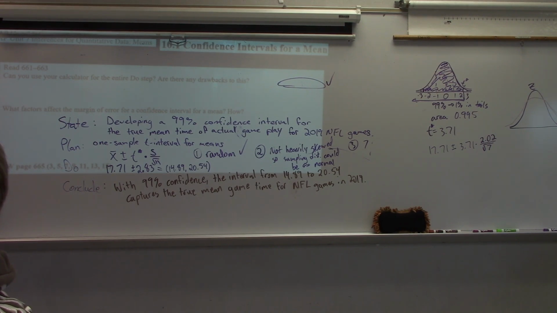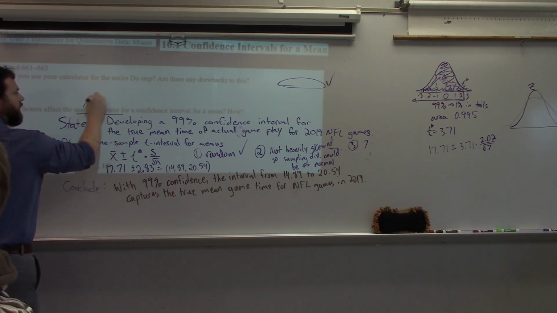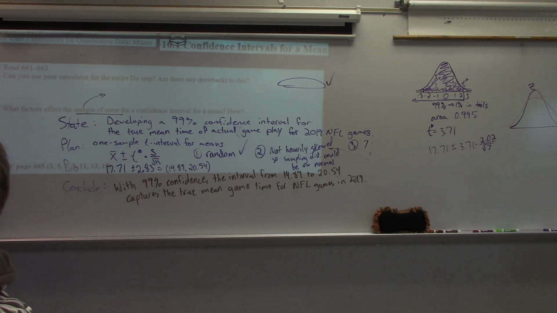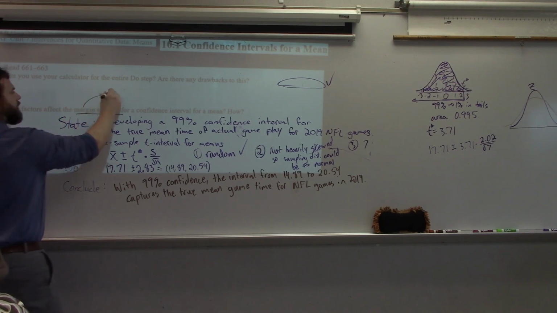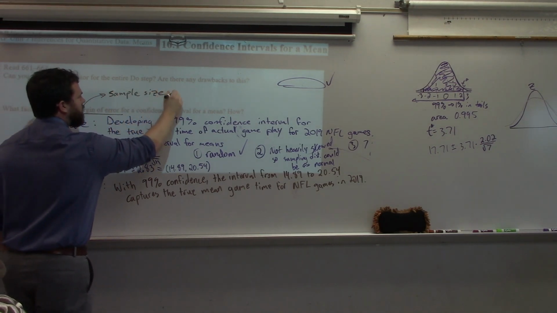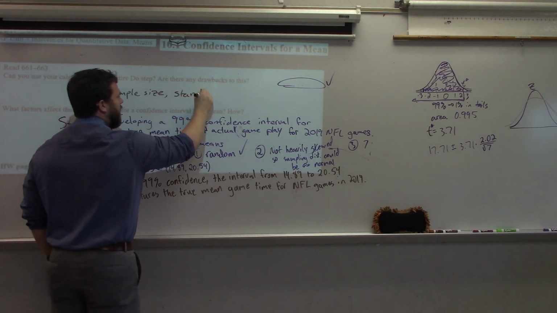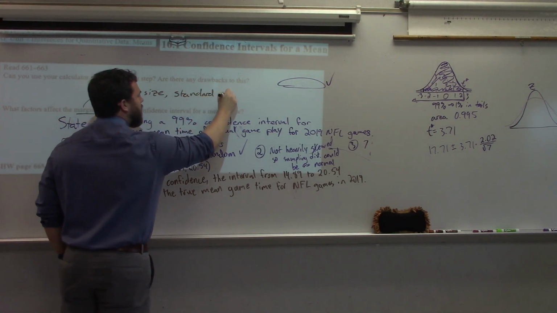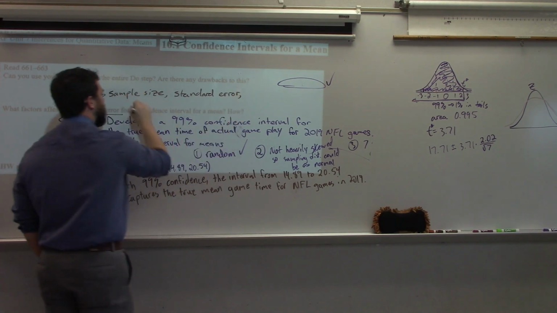Really quickly, what factors affect the margin of error for a confidence interval? Sample size. What else? Standard error. Critical value. And what defines the critical value? The confidence level, right?